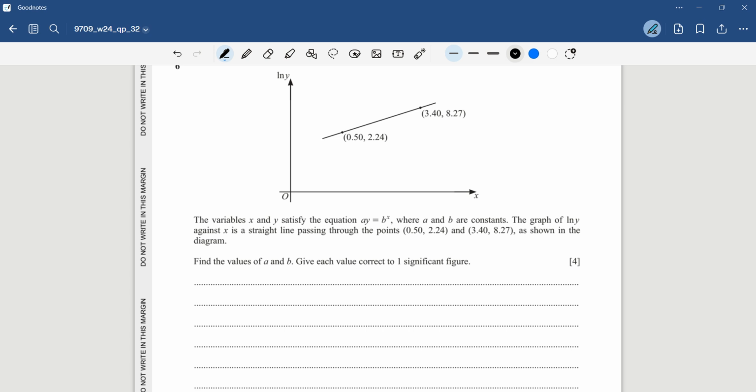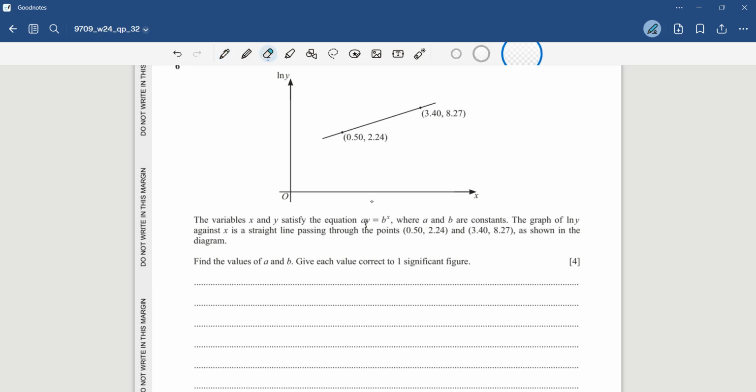For question number 6, it is given that the variables x, y satisfy the equation ay = b^x, where a, b are constants. The graph of ln y against x is a straight line passing through these two coordinates shown in the diagram. Find the values of a and b. If you notice, this is a linear graph and this is non-linear. So we convert the non-linear into linear first.